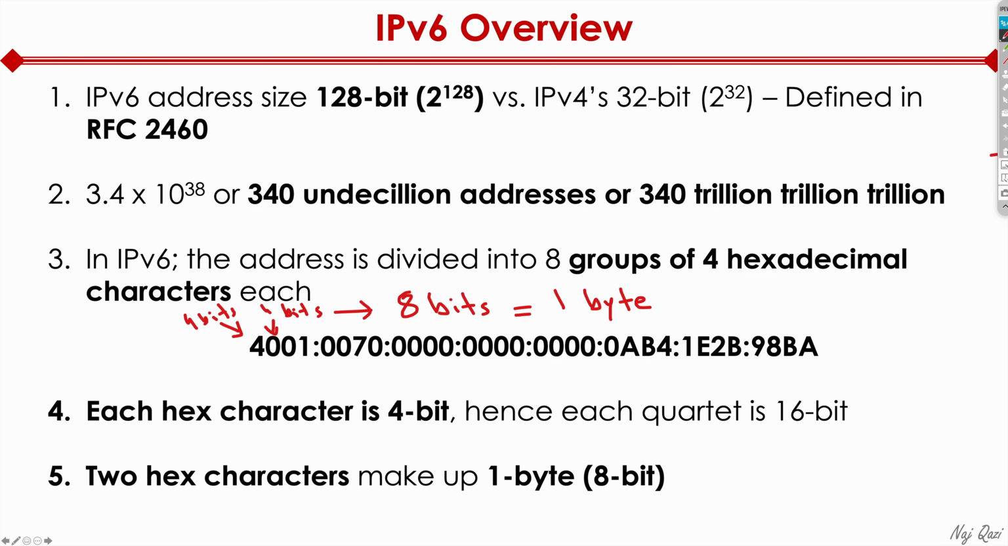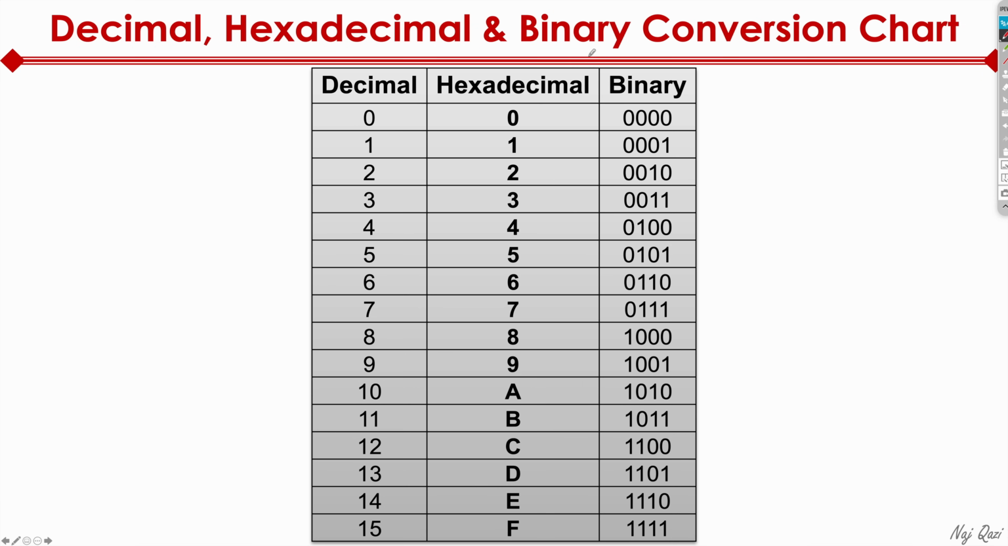Now let's quickly look at the conversion chart. Here's a decimal, hexadecimal, and binary conversion chart. Now, technically, we don't need to worry about decimal when it comes to IPv6 addressing because everything is in hexadecimal. But as I mentioned, each hex value in IPv6 is composed of 4 binary values. Okay, so 0 would be 4 zeros. If you look at A, that's 1010.